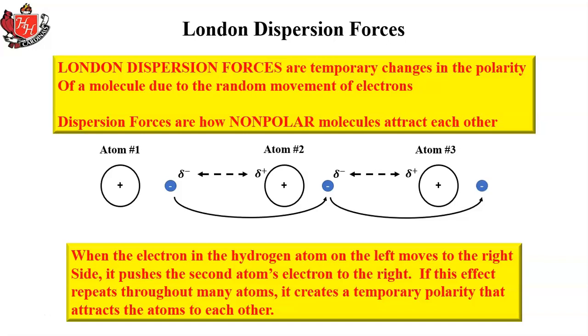Where this particular type of attraction becomes really important is in nonpolar molecules. Nonpolar molecules are attracted to each other. You might ask, how can that happen if they don't have a positive or negative end to them, the way polar molecules do? Well, this is the answer: these London dispersion forces can create temporary poles, positive and negative sides, on the nonpolar molecules, and that will allow them to be attracted to other nonpolar molecules.